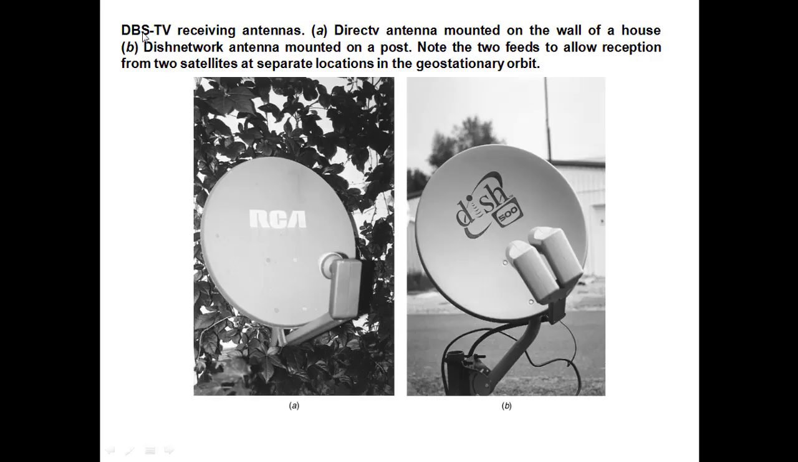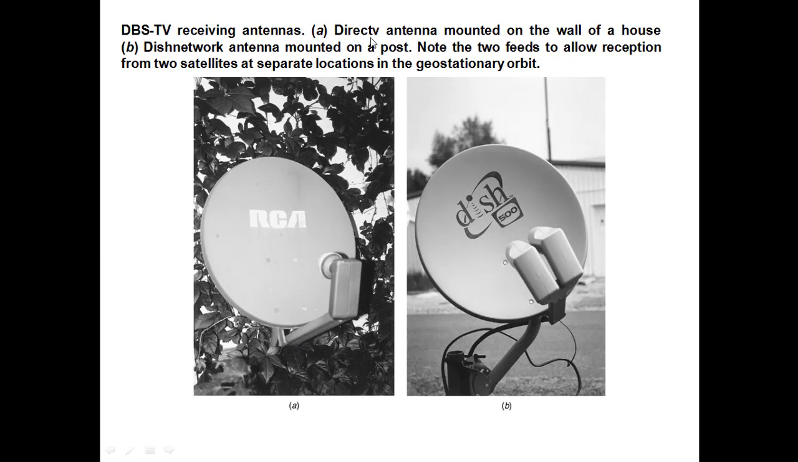Now here, these are the DBS TV receiving antennas, and this is what I was talking about, the low noise block converter or LNB, also known as LNA, low noise amplifier. In general terms we now call it LNB. These antennas are to be pointed towards the transmitting satellite antenna, and here this antenna has only one feed, whereas this antenna has two feeds.